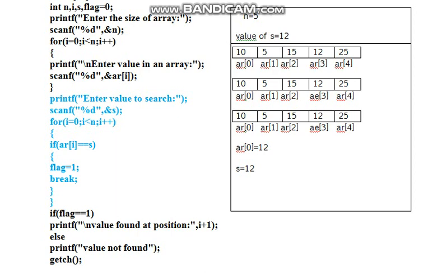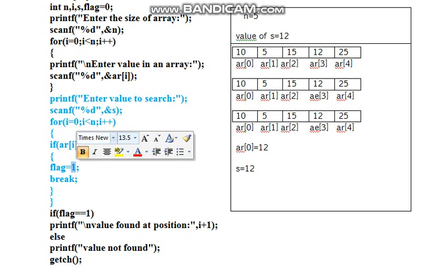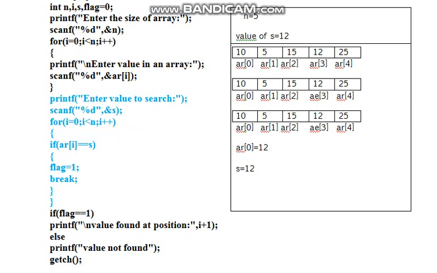At the end we will use if else to print the output statement. If flag is equal to 1, flag becomes 1 when the value is found. It means when ar of i is equal to s, the value is found. If the value is found, then the flag value will be 1. So flag is equal to 1 means value found.